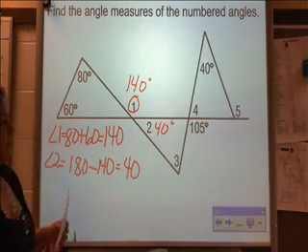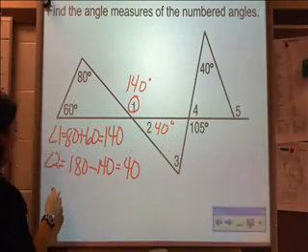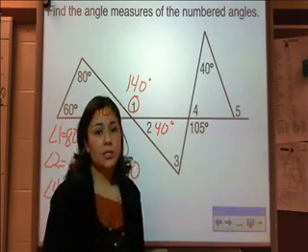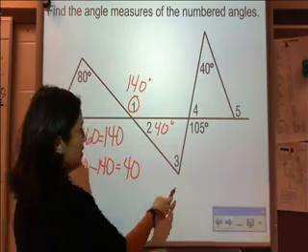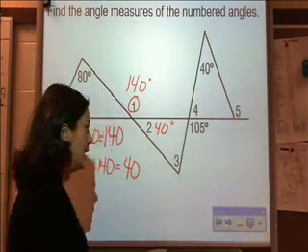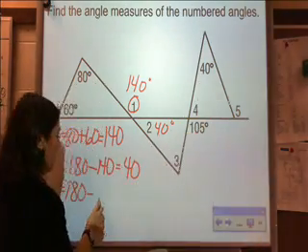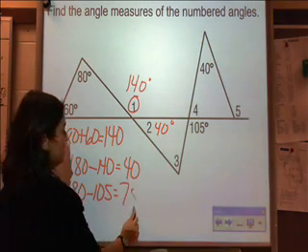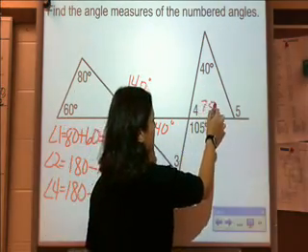Okay, let's do, what else can we do? Let's do angle 4 next. I like looking for linear pairs and the exterior angle problems first. Okay, so 105 and angle 4 are a linear pair, so they should sum up to 180. So angle 4 equals 180 minus the 105, and that gives me 75 degrees. These are all in terms of degrees. So again, I'm going to write that in there.